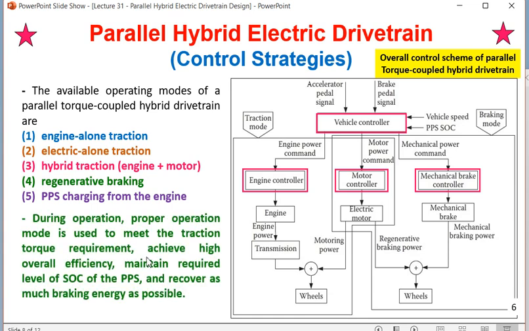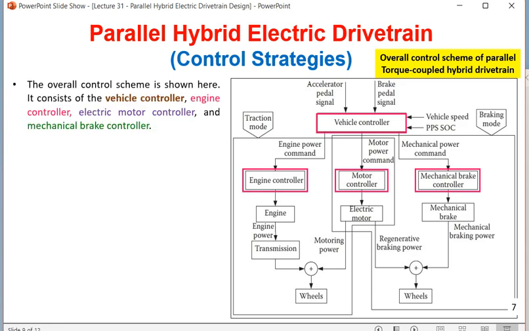So during operation, proper operation mode is used to meet the traction torque requirement, achieve high overall efficiency, maintain required level of SOC of the PPS, and recover as much braking energy as possible. So these were the 4 targets we have seen, which were set in the previous slide also for parallel hybrid electric drivetrain traction. Now the overall control scheme is shown here. You can find the same thing was explained. It consists of the vehicle controller, engine controller, electric motor controller.